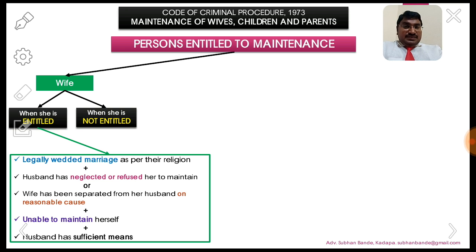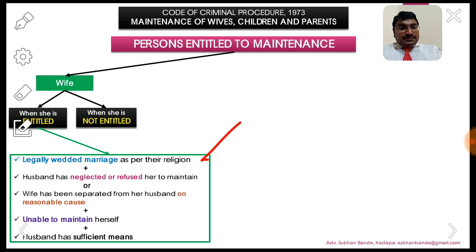The second essential is that the husband has neglected or refused to maintain her, or the wife has been separated from her husband on reasonable cause. There must be a legally recognized marriage as per specific religious customs and rights. That is the first essential element. Then the husband has neglected to maintain her, or the husband has refused to maintain her. This is the second condition. Or if the wife has been separated from her husband on a reasonable cause, it is the second essential element.